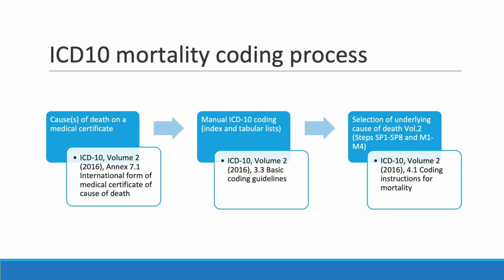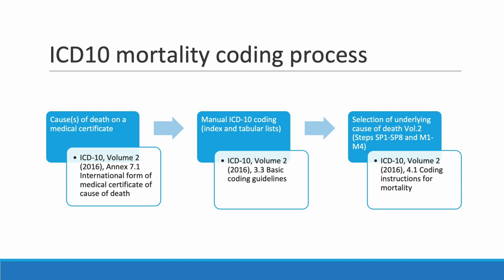This slide illustrates the ICD-10 mortality classification process and is included as a refresher in all presentations in the Coder Web Training series. The first pair of boxes remind us that the source document for cause of death coding is the medical certificate of cause of death. To promote comparability of the data produced in the coding process, the WHO recommends a standard format for the certificate. This recommendation can be found in Annex 7.1 in Volume 2, 2016 version.